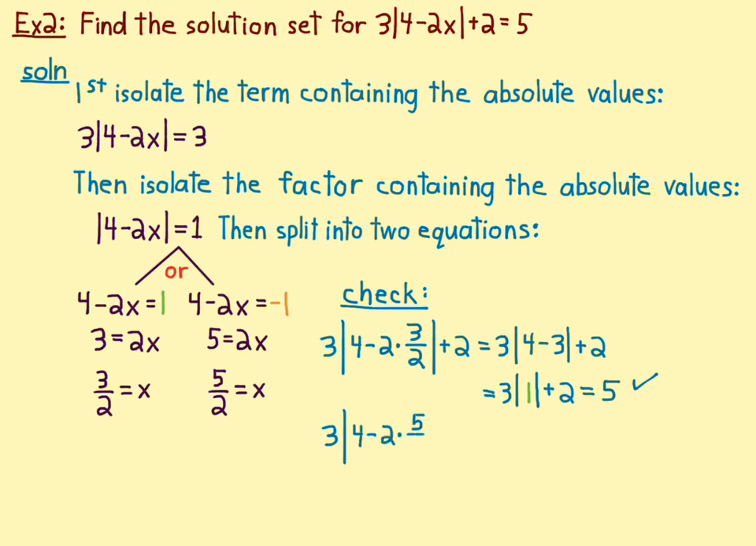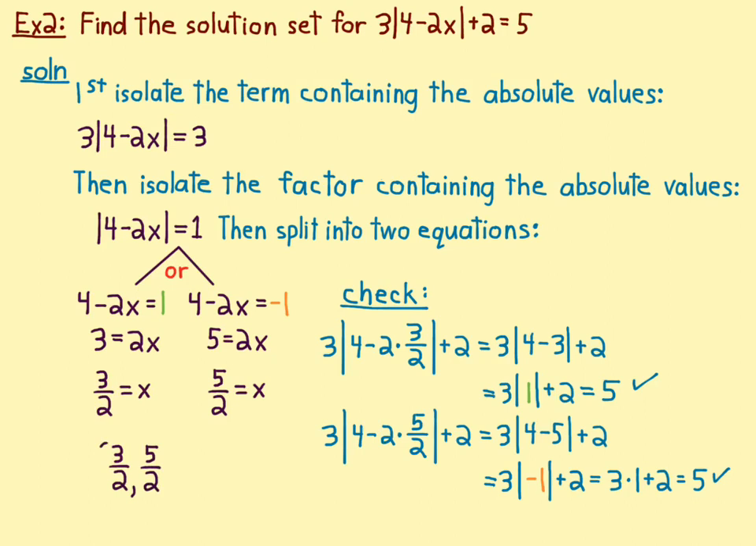And then I check the 5/2, and you'll see that what I get inside the absolute value will be -1 instead of 1. And that's why it comes out the same. Absolute value of -1 is 1. Right? So they both checked out.